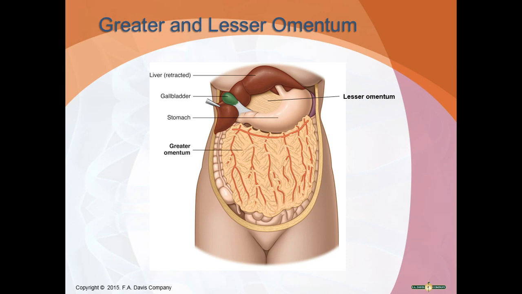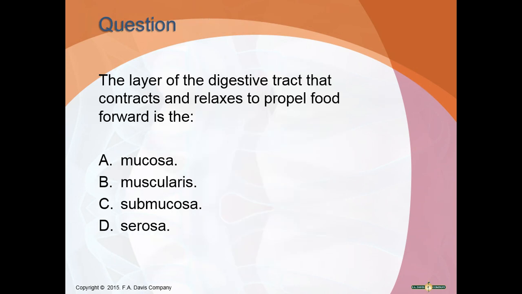So the lesser omentum extends from the lesser curve of the stomach to the liver. Because the peritoneal cavity contains empty space, it can fill with fluid from disease or trauma. The accumulation of fluid in the peritoneal cavity is called ascites, and we've talked about that a little bit, and we'll be talking about it more.